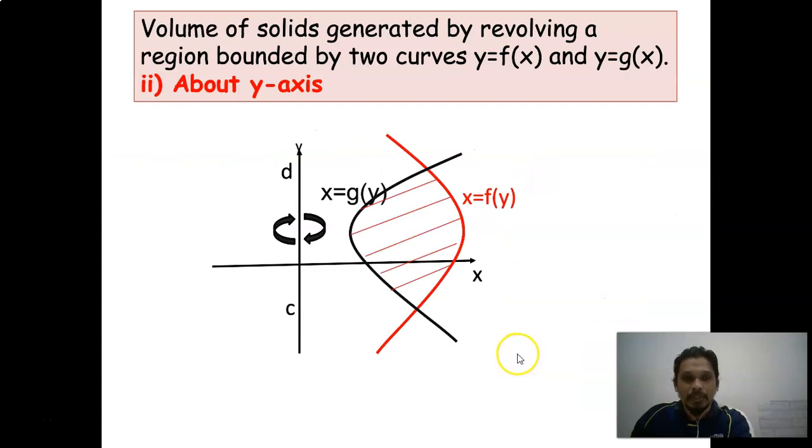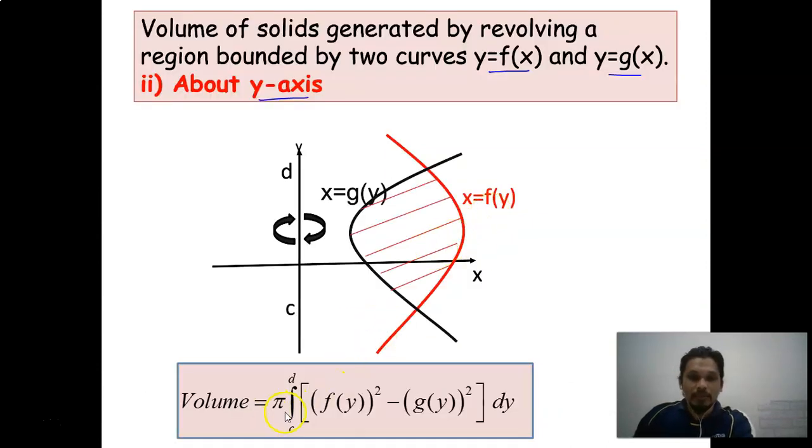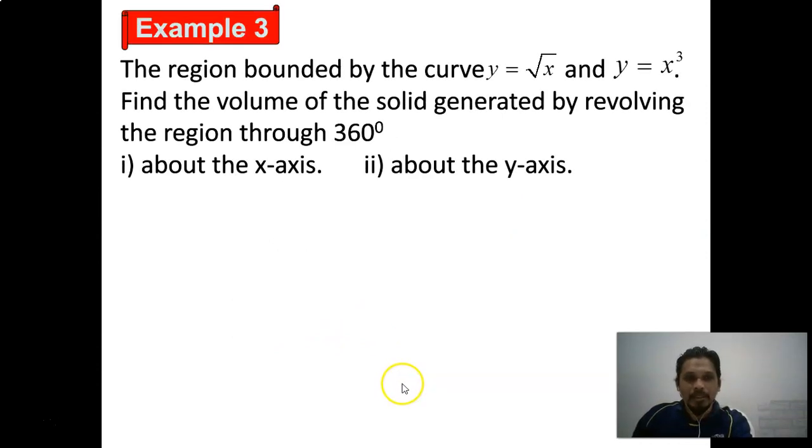Okay, and also here, whether we are revolving the region bounded by the two curves y equals f(x) about the y-axis or rotating it about the x-axis. And this is it, the volume formula. Now an example: the region bounded by the curves y equals square root of x and y equals x cubed. Find the volume generated by revolving about the x-axis and the y-axis.